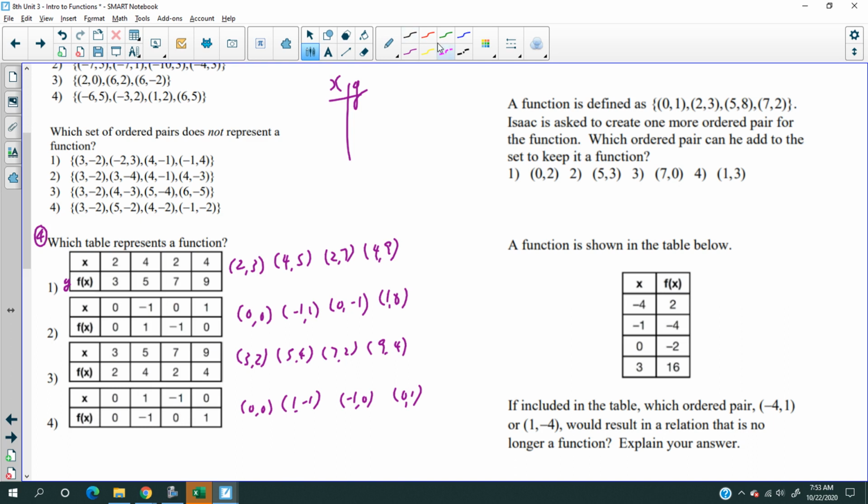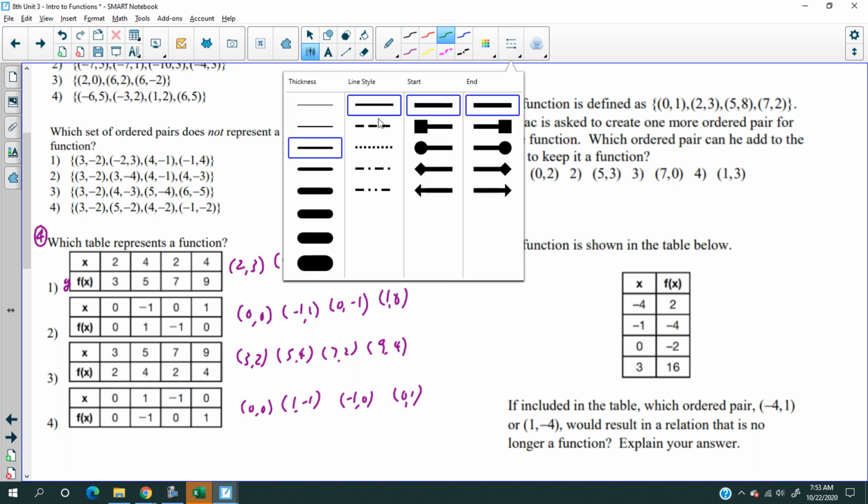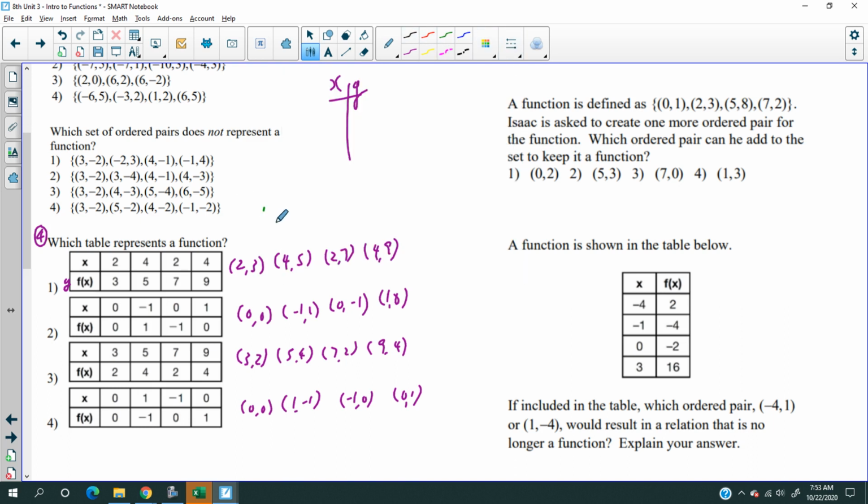So what I'm going to do right now is just scan across and look to see which one repeats. 2, 4, 2, oh, so that's not a function, but the question asks which one is a function, so this one's no good. All right, 0, look, the 0 here repeats, so that's not a function. 3, 5, 7, 9, okay, that's probably it. Let me double check though. Yeah, this one's no good because the zeros repeat, so it's choice 3. That's how you do it. So again, that's the strategy.